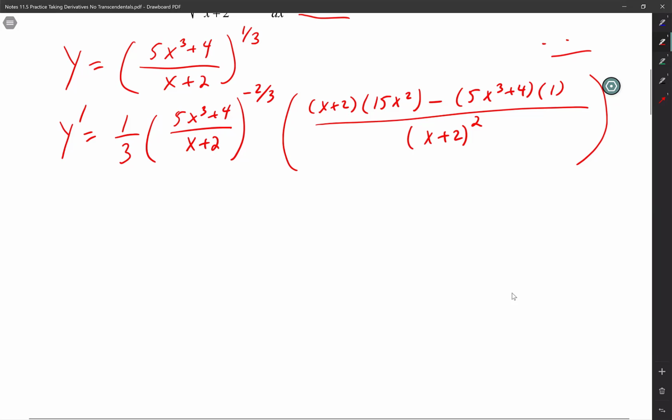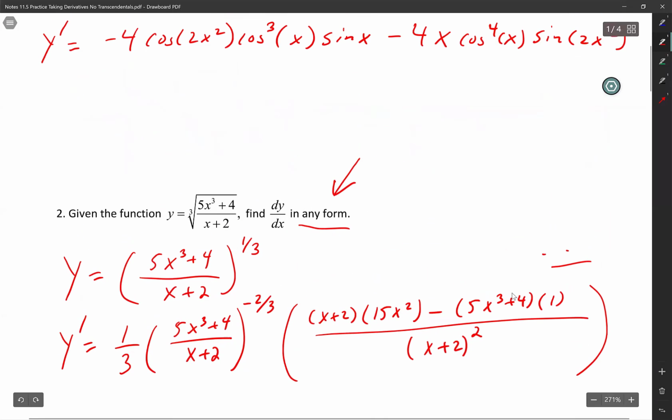You still have x's in the inside, so you've got to take the derivative of the inside. Okay, so you know what? Let me ask you something else. Every time you're taking the derivative of this, you're actually still finding the derivative of the inside. So there's a side note.